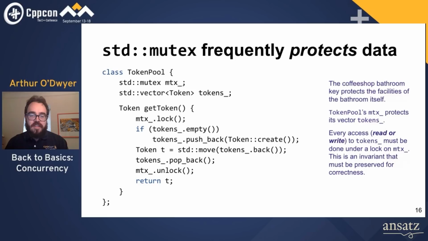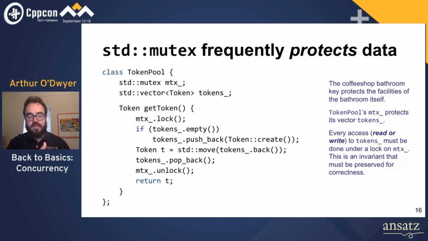So let's talk some more about std::mutex. So that was an atypical use of std::mutex, where we were using it just as a gating mechanism on thread B. A more typical use for a mutex would be to protect some data. Just again, like in the coffee shop analogy, the coffee shop bathroom key protects the facilities of the physical bathroom.